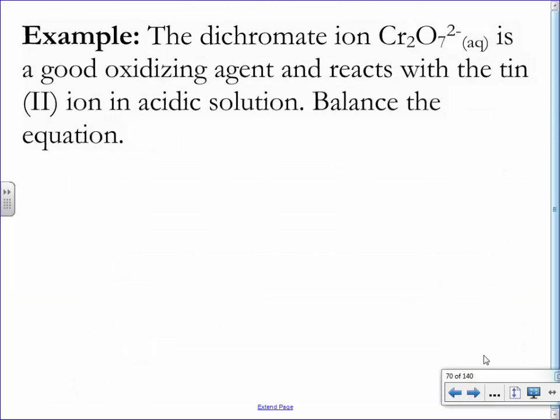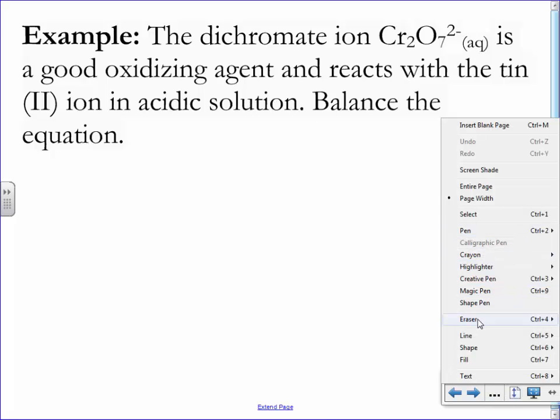So why don't we do a second example on this. If I give you a scenario like this, let's say that we can write and balance our equation. The dichromate ion is a good oxidizing agent. It reacts with tin in an acidic solution. So the first thing you're going to want to do is go to your data table.